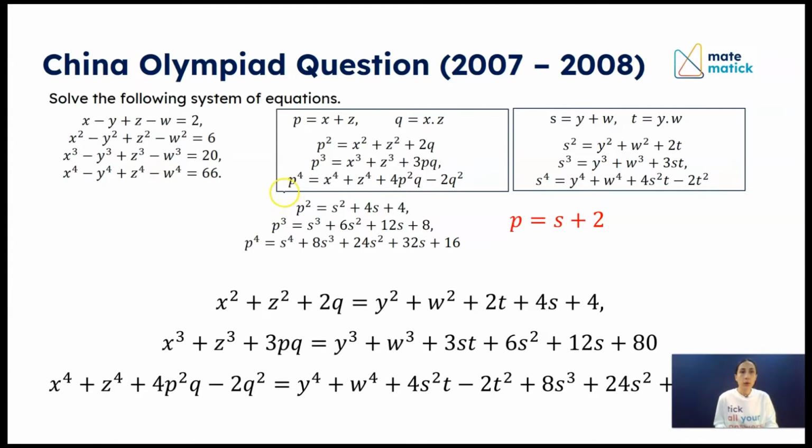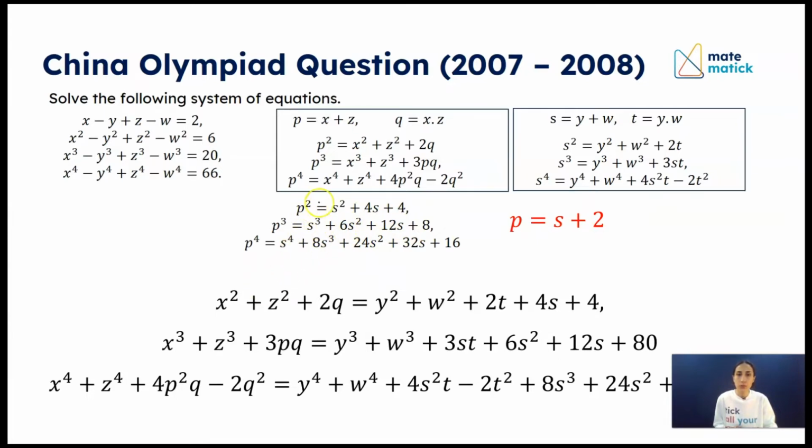Okay, now I'm seeing here, so I have here p squared, p cubed, p to the power of 4, and we found also s squared, s cubed, and s to the power of 4. We also found p squared, p cubed, and p to the power of 4 in terms of s. Okay, and I know that p is equal to s plus 2.